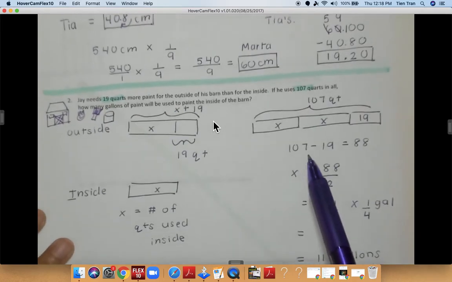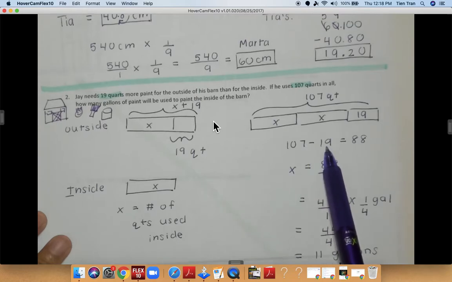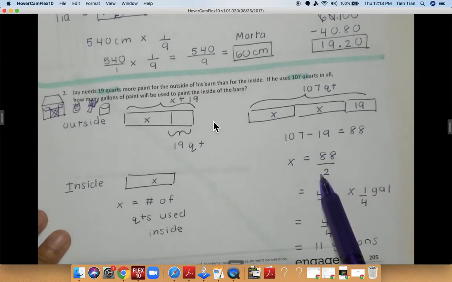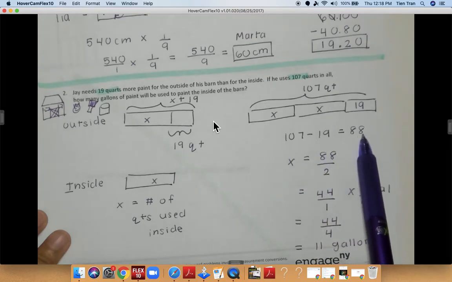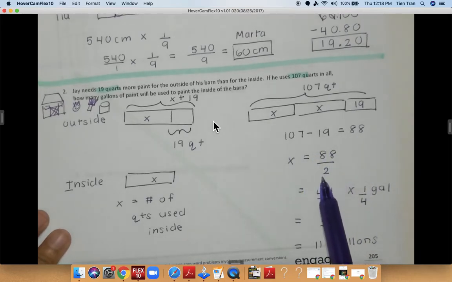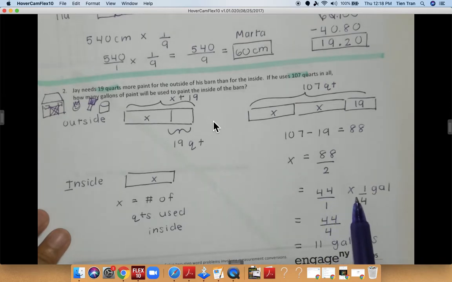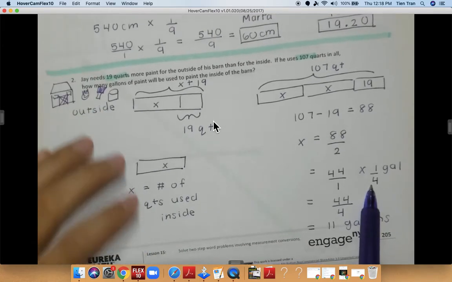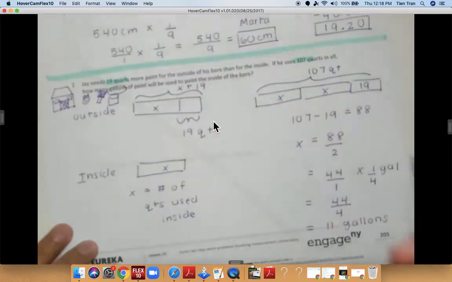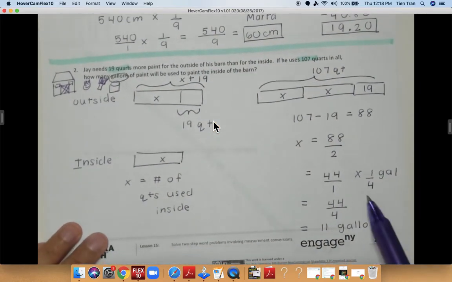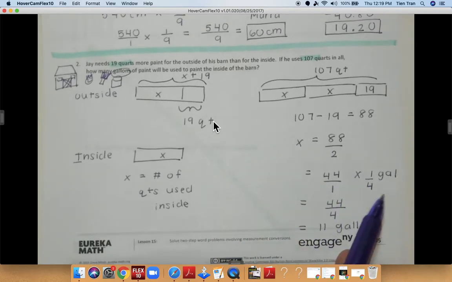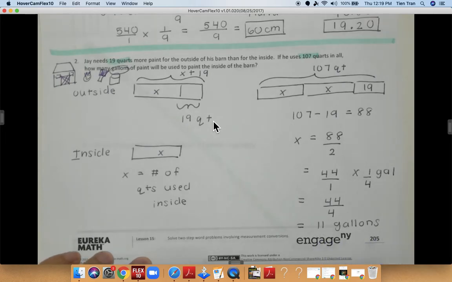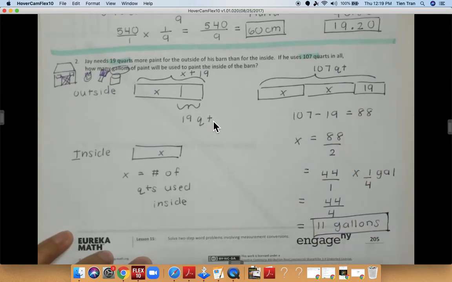So what I'm doing here is I am subtracting 107 minus 19 so that I can figure out and divide it by 2. So 107 minus 19 is equal to 88. I'm dividing 88 divided by 2, which gives me 44. And I'm multiplying it times 1/4 gallon. The reason why is because I'm changing it into gallons, because it asked me right here how many gallons of paint will he use to paint the inside of the barn. So I'm multiplying times 1/4. 44 times 1 is equal to 44, and 1 times 4 is equal to 4. So we have 44 divided by 4, which is equal to 11 gallons. That is my final answer, okay?